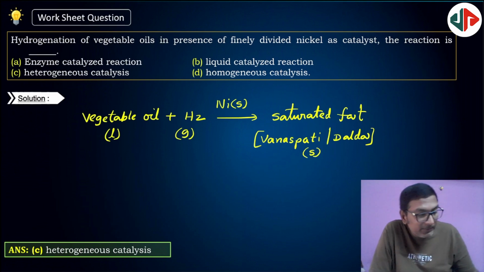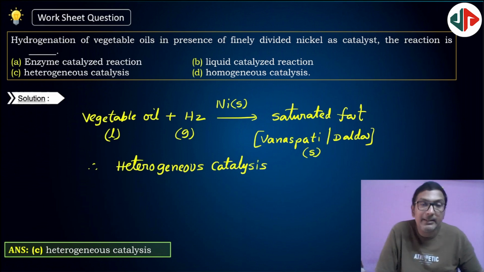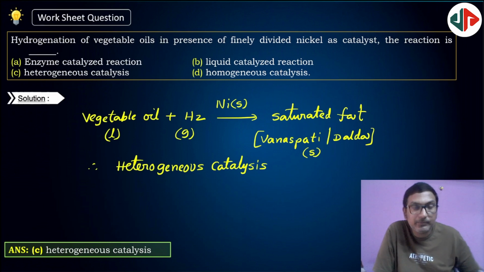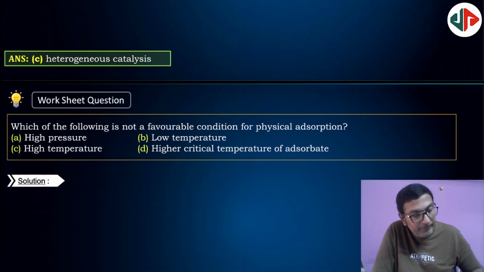Check here now. Reactants and catalysts are in different phases. Therefore, it is heterogeneous catalysis. So option C. Reactants and catalysts are in different phases. Next.